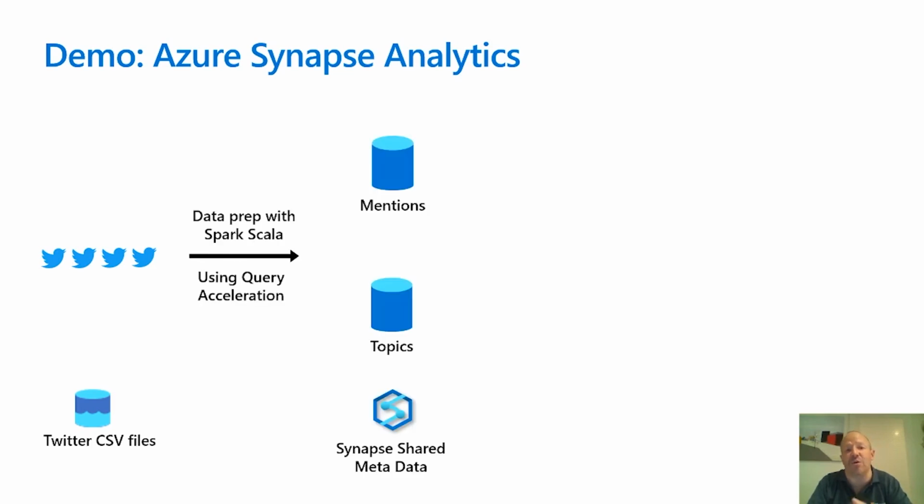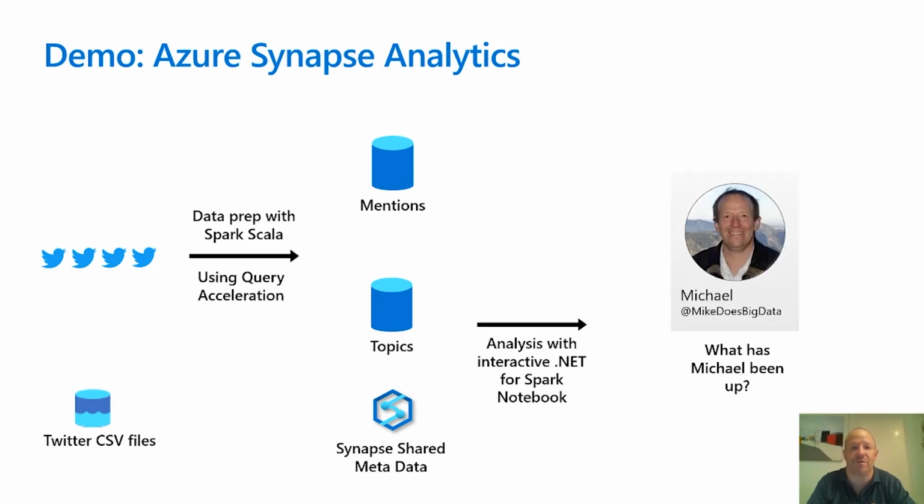And then I'm going to data prep this with some Spark Scala code into my shared metadata experiences as Parquet-backed managed tables in Spark called mentions and topics. That data preparation could theoretically be used with query acceleration. I will show some examples there, although right now we haven't got it running yet in my cluster, so I can't show you that at this point.